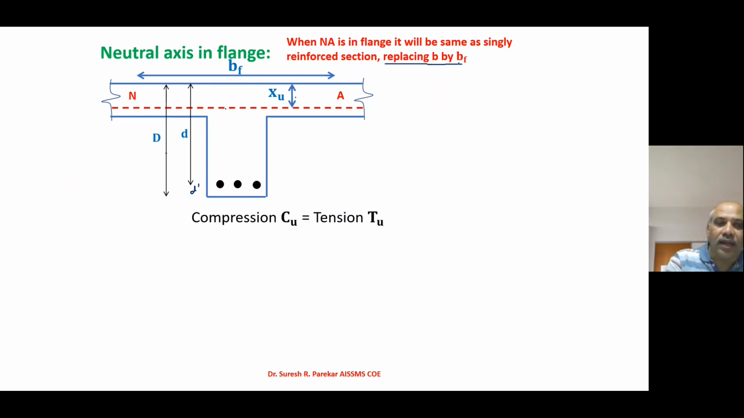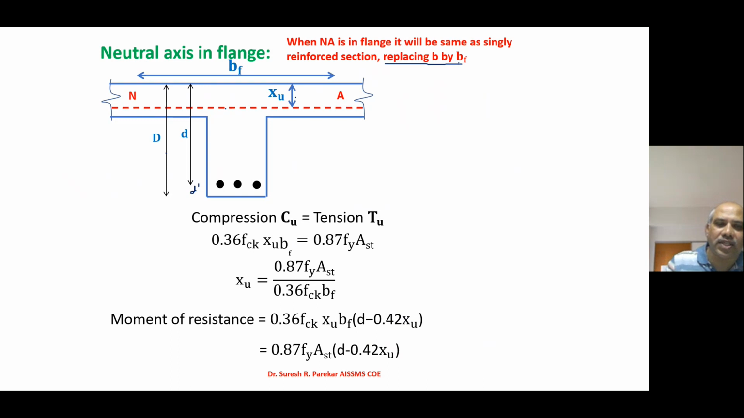B by BF. Now we will equate Cu equal to Tu: 0.36 FCK XU BF equals 0.87 FY AST. And XU from this we will get 0.87 FY AST upon 0.36 FCK BF. Now from this we are going to get moment of resistance. Same formula which is for rectangular section, but you can see just we have replaced B by BF. Remaining things we have as it is when we have neutral axis in flange.